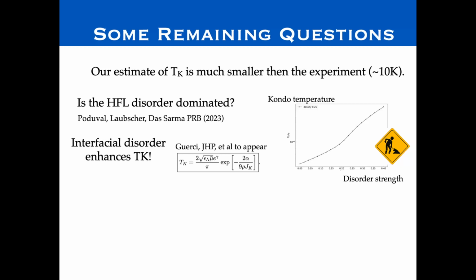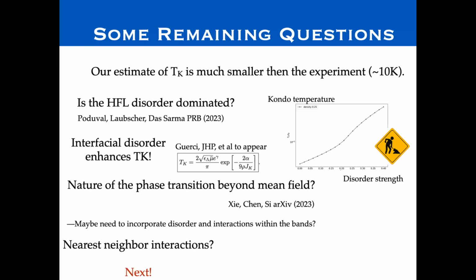Okay, so this is some thoughts. And the last thing is the nature of the transition beyond mean field. There's a very nice paper by Chinel's group that just appeared, where they did a different slave particle description than we did, and that's a pretty nice paper to take a look at. It provides more of a global perspective on this problem. But based on Kim Phi's recent paper, maybe we need to think about incorporating disorder and interaction within the W band into such a description as well.